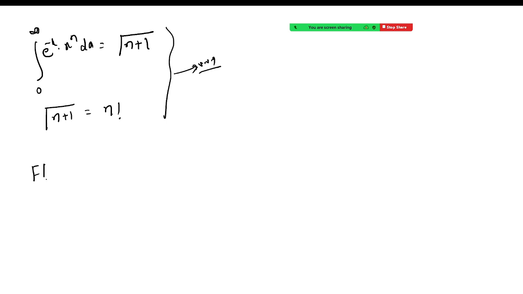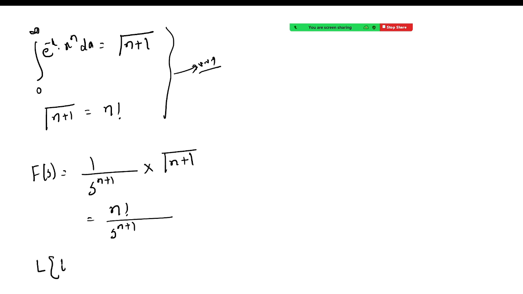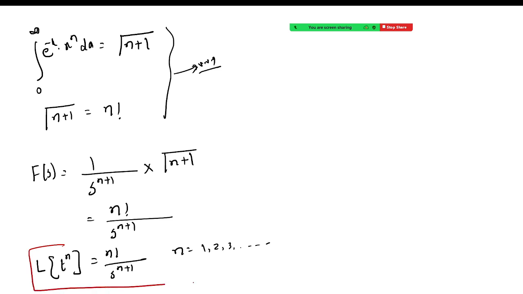So your F(s) is equal to 1 upon s to the power n plus 1 multiplied with that gamma n plus 1. And gamma n plus 1 I can write as factorial n divided by s to the power n plus 1. So now we have proved that Laplace transform of t to the power n is equal to factorial n divided by s to the power n plus 1, where n is equal to what? 1, 2, 3, and so forth, right? So this is a very important formula, and it will be used very frequently in this particular topic, process dynamics and control, right?